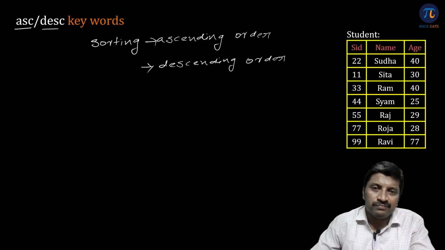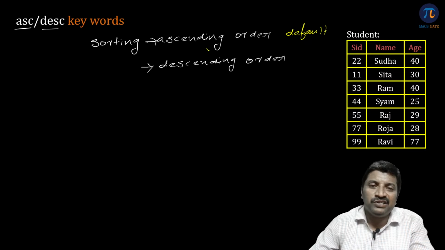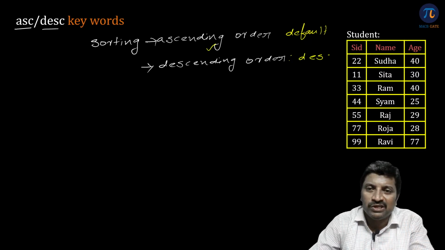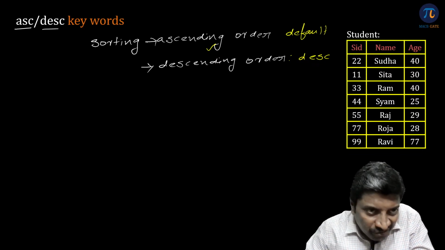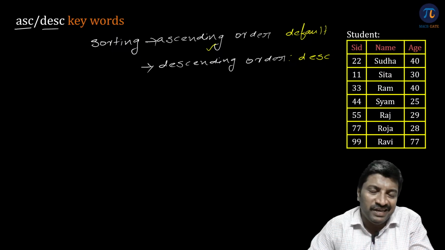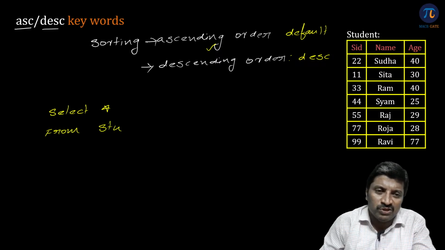By default, it will be in ascending order. If you want to specify descending order, you need to use the keyword DESC. Of course, even though ASC is the default, you can specify it also. Something like: select the records from the table student.